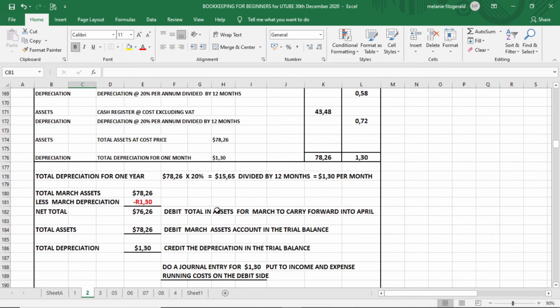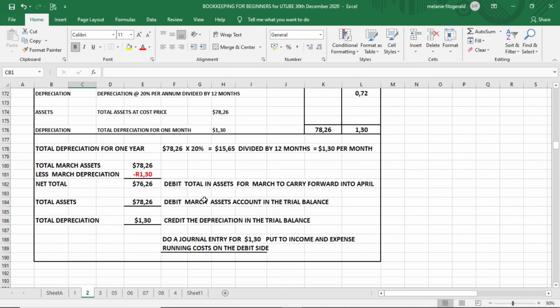Now, the total depreciation for 1 year is that $78.26 times the 20%. Remember, we said at 20%, which equals $15.65. We divide that by 12 months. That gives us $1.30 per month. We take the total assets, that's $78.26. We minus the depreciation of $1.30, and we get the net total.